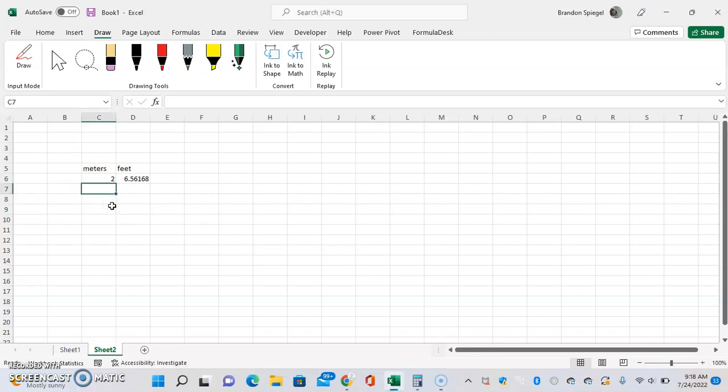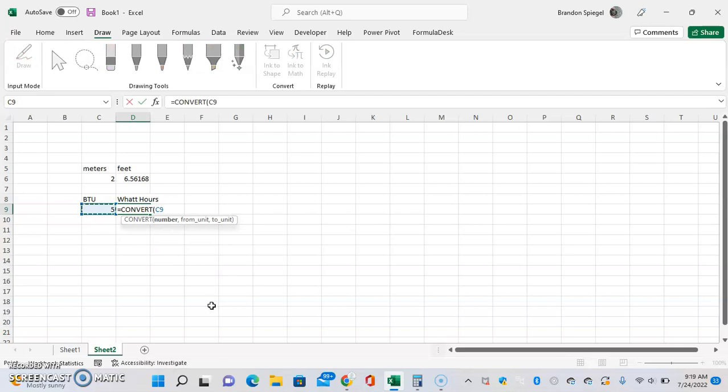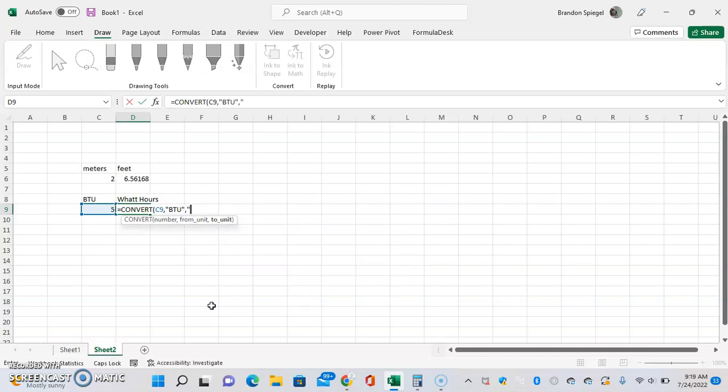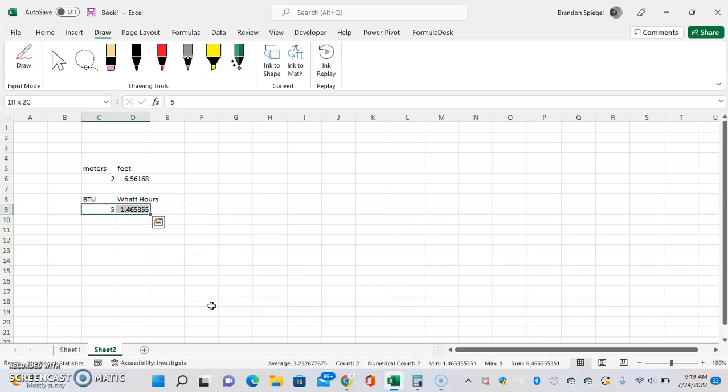And you can even do this, for example, British thermal units. So how many watt hours are in 5 British thermal units? Just to show you the variety of things you can do. Convert 5, BTU, British thermal unit, to watt hours, quotation marks WH. And 5 British thermal units is 1.46 watt hours, which can be useful as we're looking at natural gas. In the UK, they use more watt hours, and in the US, it's British thermal units for natural gas units.